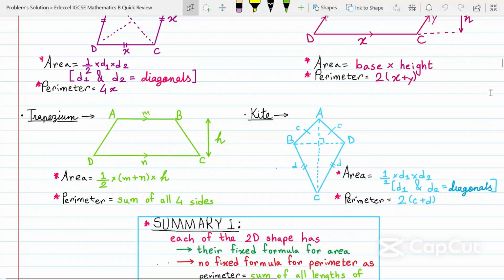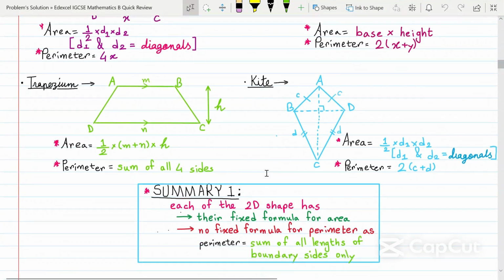It says that each of the 2D shapes has a fixed formula for area, but no fixed formula for perimeter, as perimeter equals the sum of all lengths of the boundary sides only. Exactly, guys. Please keep these two notes in your mind and never forget them. Area has its own formula, but there is no fixed formula for the perimeter. Mainly, the definition of the perimeter is the formula for 2D shapes. Please keep that in mind.